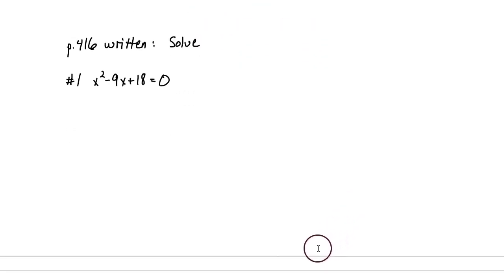Now the written assignment. We're asked to solve the quadratic equation. You can use factoring, completing the square, or the quadratic formula. This first one looks like it's going to factor, so that'll be the fastest way to do it. x minus 6 times x minus 3 is equal to 0. Then solve each piece. x equals 6 or 3.